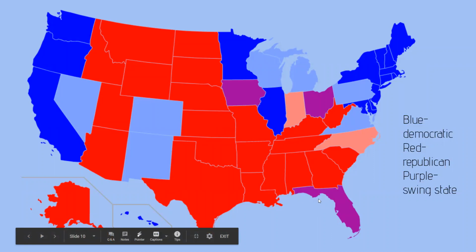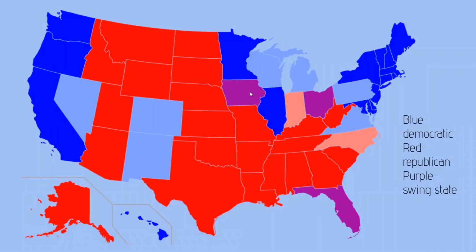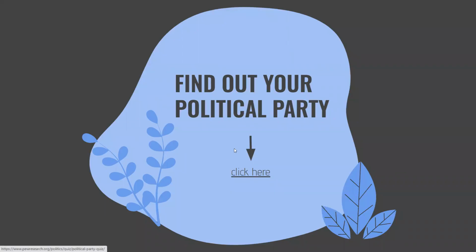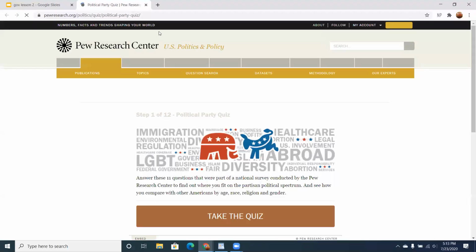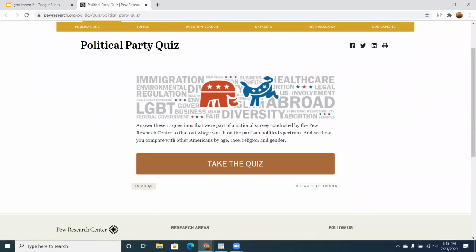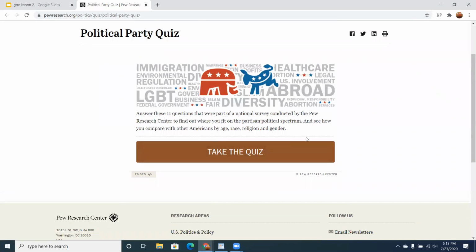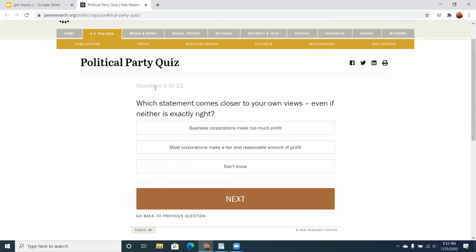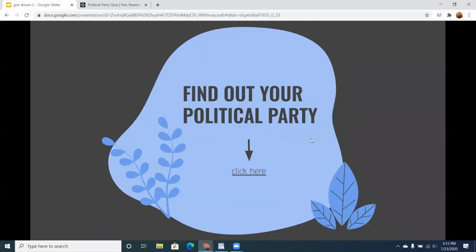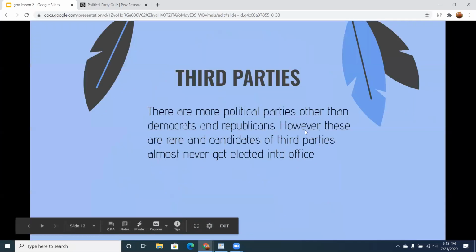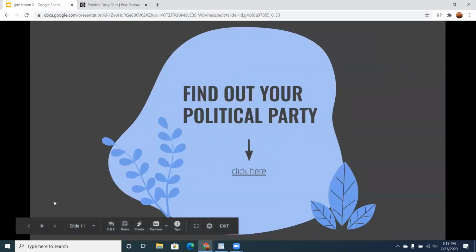So we have Florida here, Ohio. I don't know what that state is, but it's also a swing state. So here's a link. If you want to find out your political party, you can take this quiz here. If you answer all the questions, it gives you a general idea of where you are on the political spectrum. If you're interested in that and you have time, feel free to check that out.